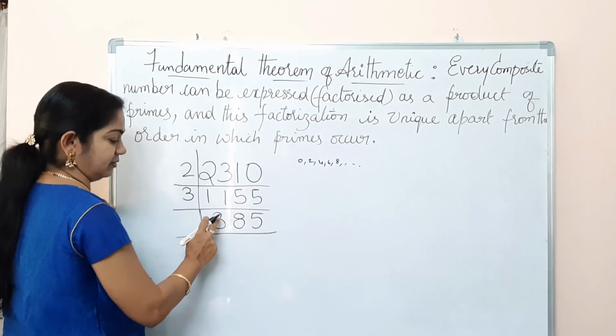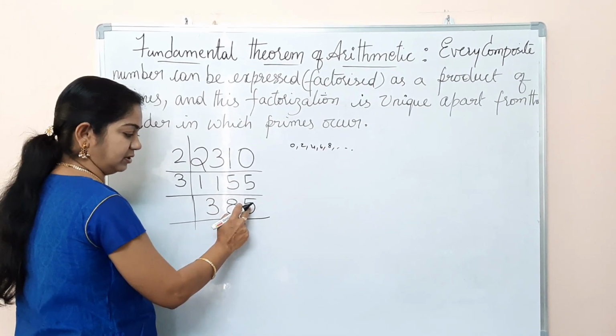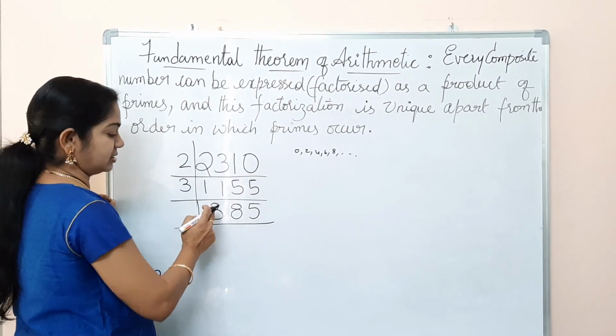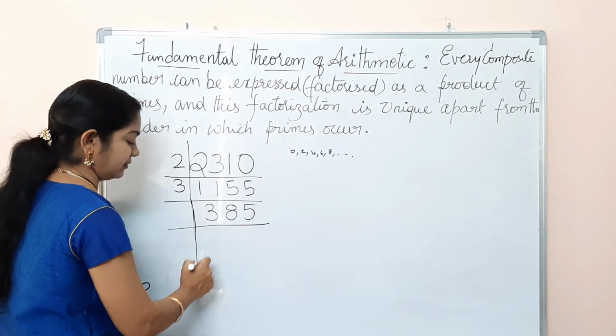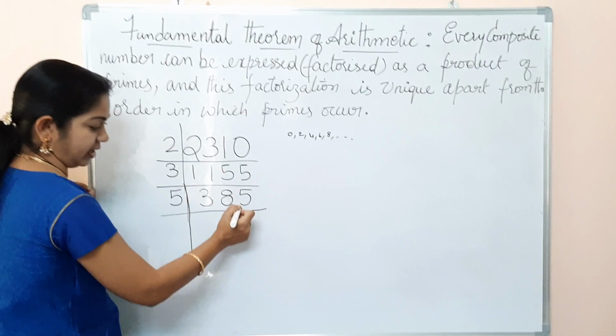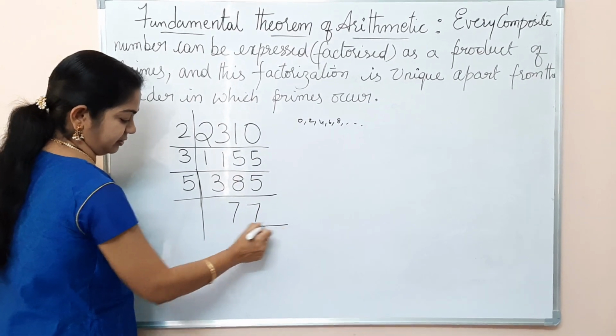Again, let me check: it doesn't go with 2, isn't it? Will it go with 3 or not? We'll see: 8, 5, 13, 13 plus 3, 16. 16 is not divisible by 3, so this is not divisible. Let me take the next prime, that is 5. 5 sevens are 35.